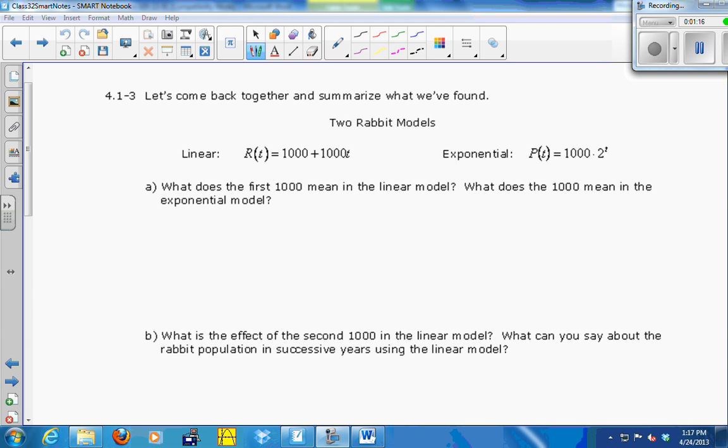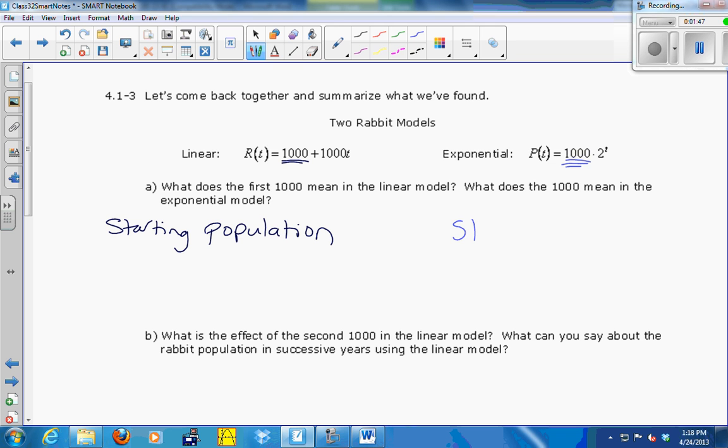So in the linear equation, what does the first 1,000 mean? The starting population. And what does it mean in the exponential model, the first 1,000? Same. This is also the starting population.